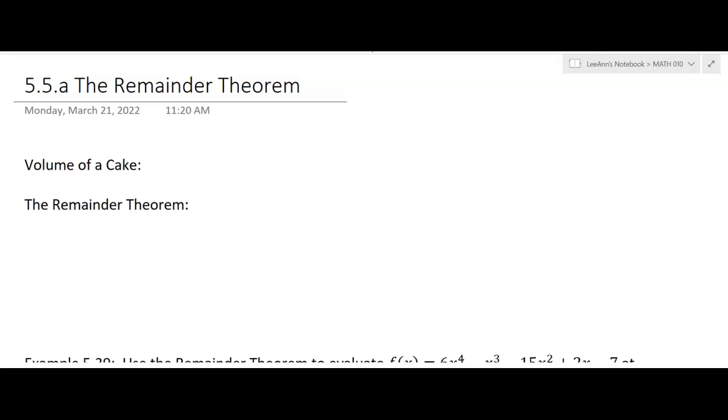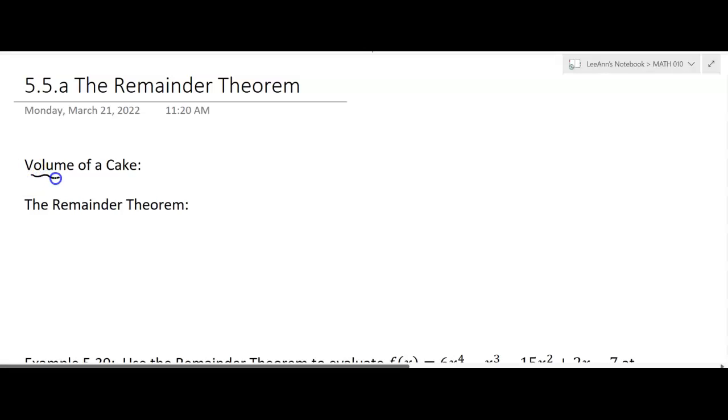Okay, so we're going to work in section 5.5, and this section has quite a few theorems. So when you get ready to do your note page for the next exam, you're going to probably want to reference a lot of these theorems, okay? Because it's kind of tricky to remember all of them.